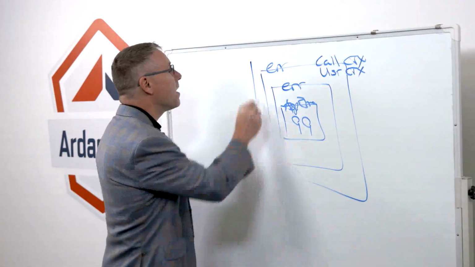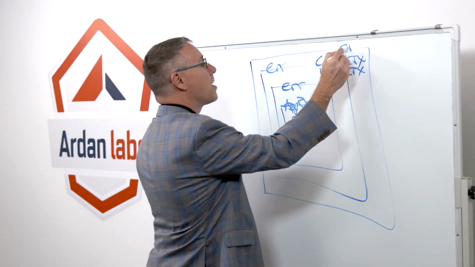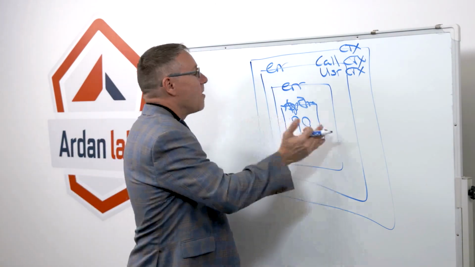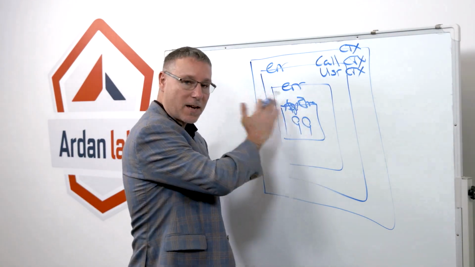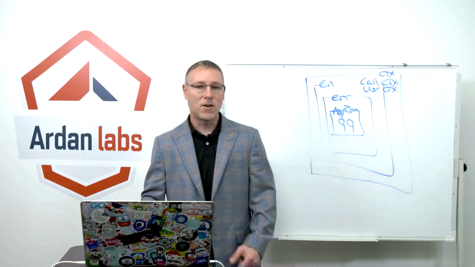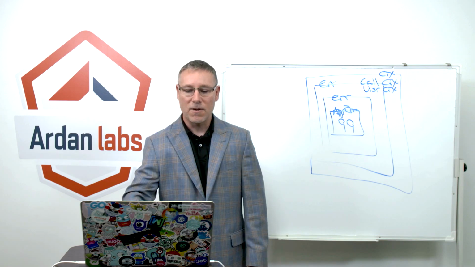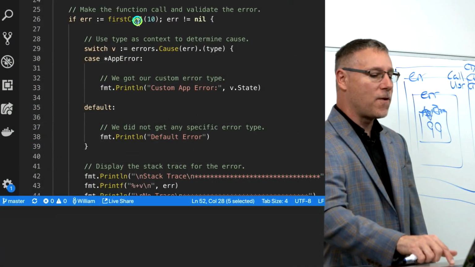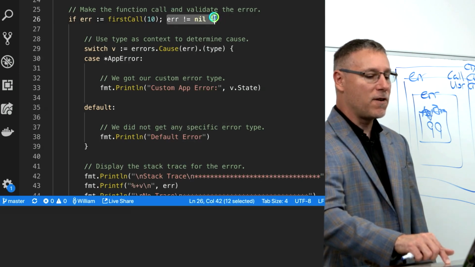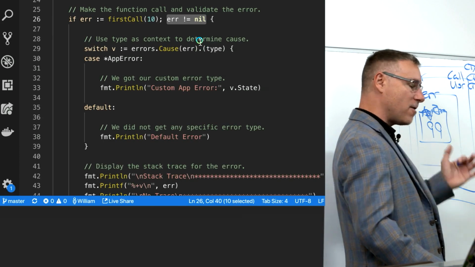So here we are again. We're wrapping it again. There it is. We got more context coming in, both call and user context. And we've got these layers of context being wrapped together. But eventually somebody's got to handle the call or handle the error. And you're going to see that work right here in main. So here's the call to first call. We get back the error value. Was there a concrete value stored inside the error interface after the call? The answer is yes, there is.